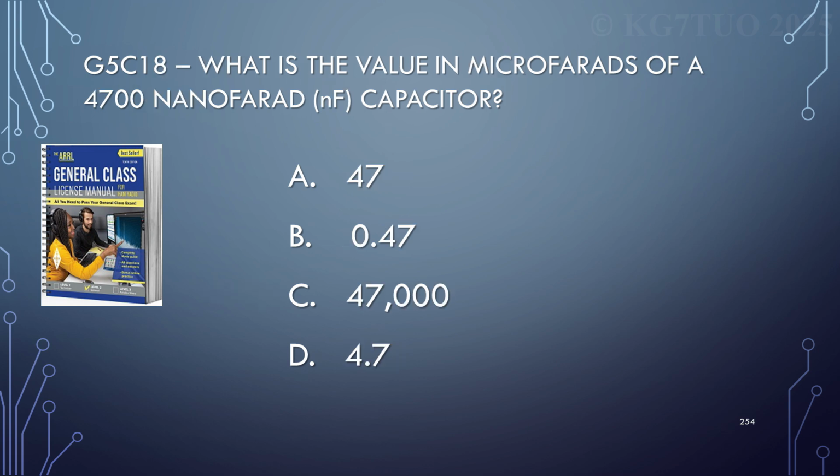What is the value in microfarads of a 4,700 nanofarad capacitor? Again, we're going to move in units of 3. Can it be 47? Well, 47 would be 2 units, wouldn't it? 0.47 would be 4 units. 47,000 would be 1 unit. So 4.7, oh, that's 3 units. It must be 4.7. Make sense? That one does. You guys okay over this side? Yeah, it's fine.